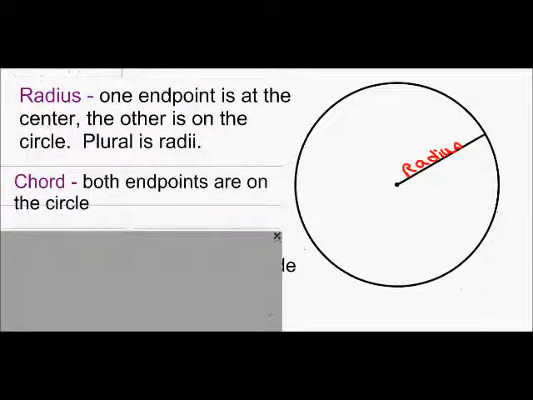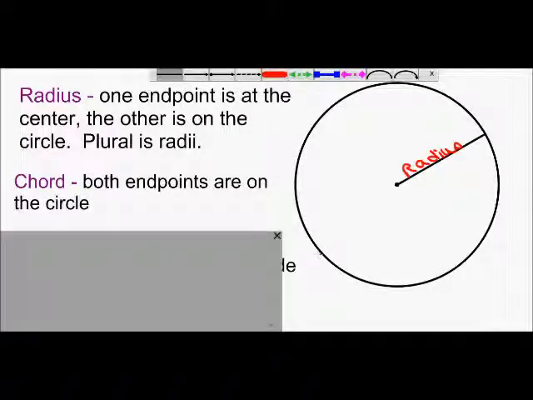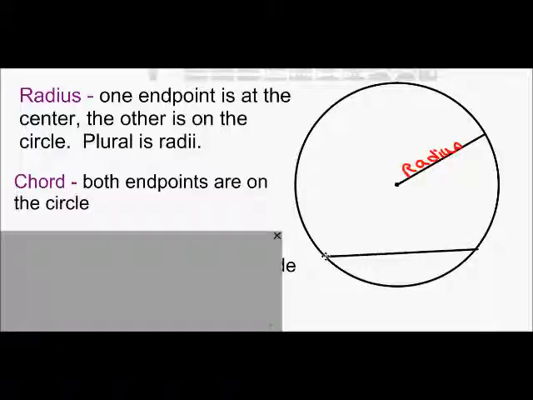Next, we have a chord. A chord is something probably that you haven't seen before, and it is a segment that has 2 endpoints on the circle. So both of its endpoints are on the circle like this. So this is a chord.